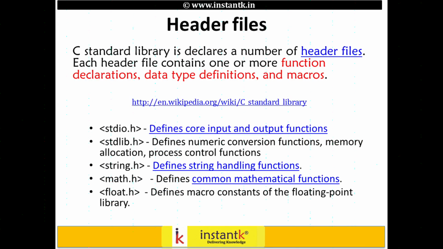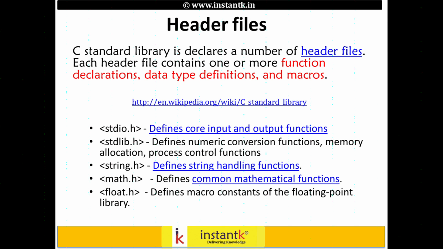So the header file is a C standard library. C comes with some standard library which declares a number of header files. Each header file contains one or more function declarations, data types, and macros. So to make our life easy, whatever is most commonly used, the C standard library puts under one bracket or a small routine, say stdio, which contains function declarations, data type definitions, and macros. So you could include them and use it, right?